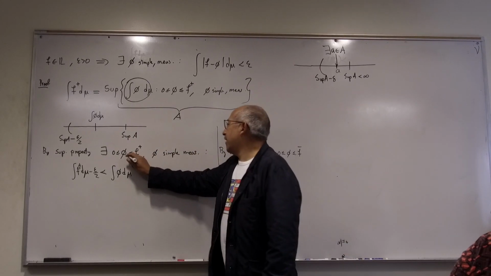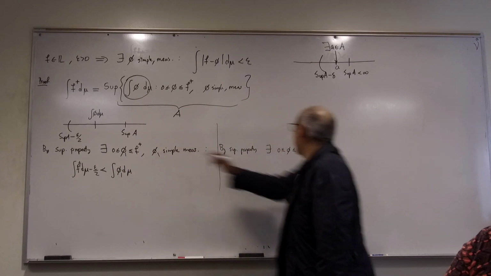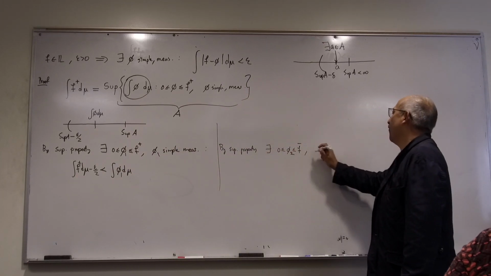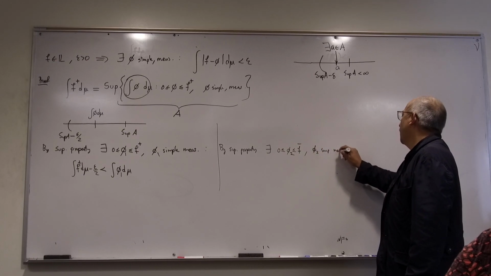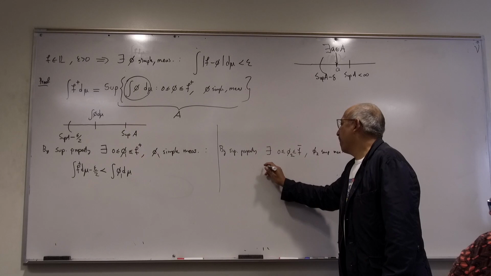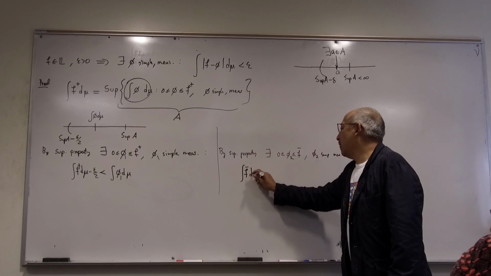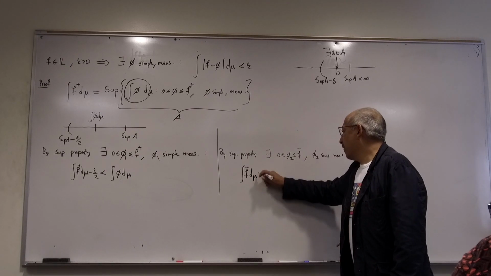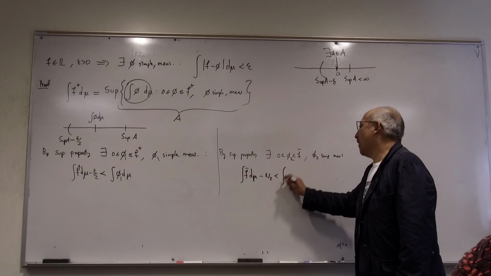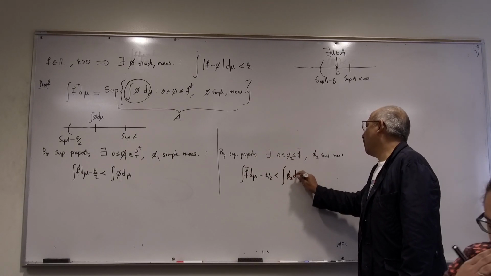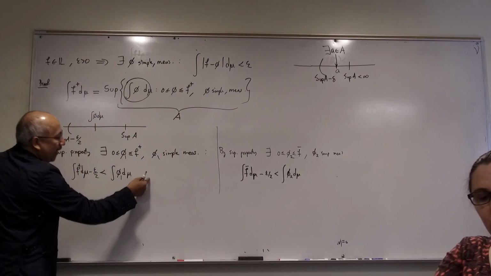Let's call it this one phi_1. Let's call this phi_2. What else? phi_2 is simple, measurable, such that what? The integral of f minus phi d mu is minus epsilon over 2 is less than the integral of phi d mu. Now this epsilon over 2, we can leave it on the left or we can move it to the right as positive.